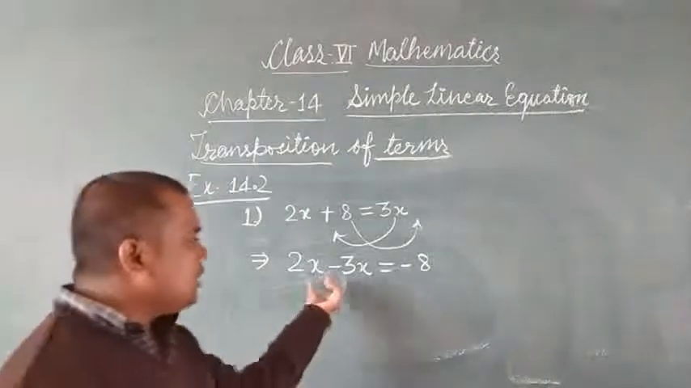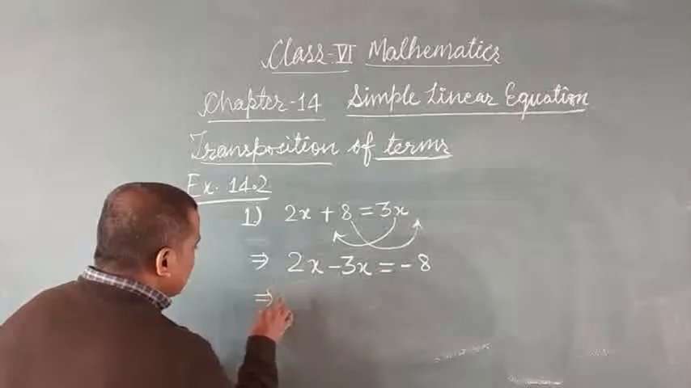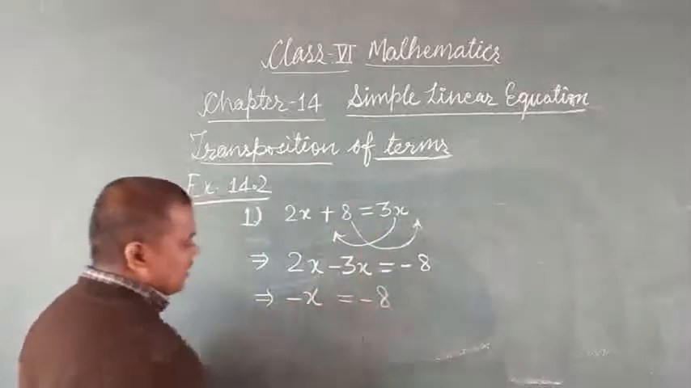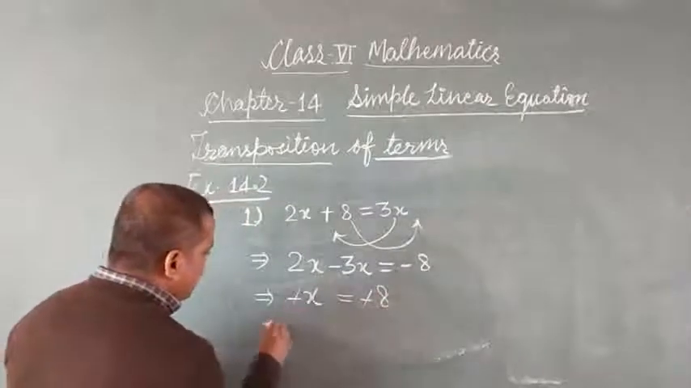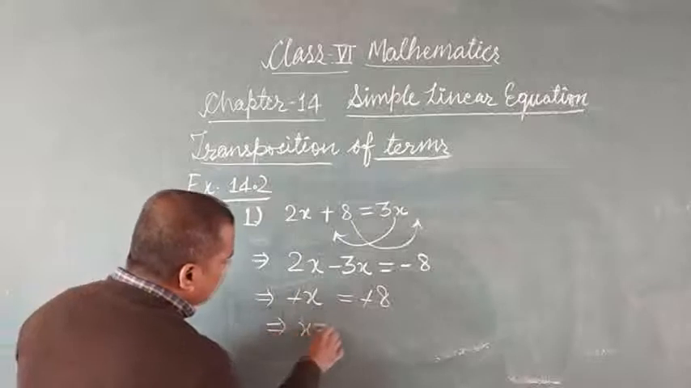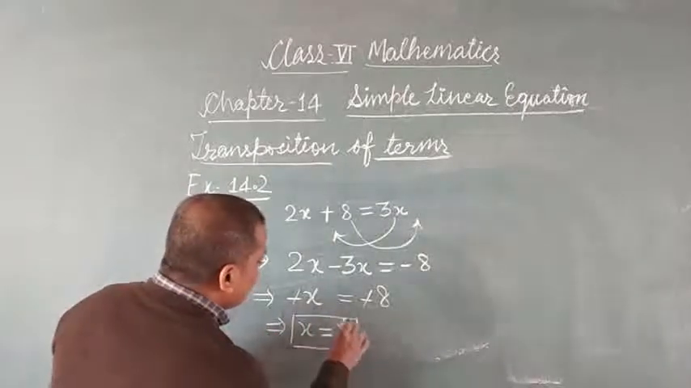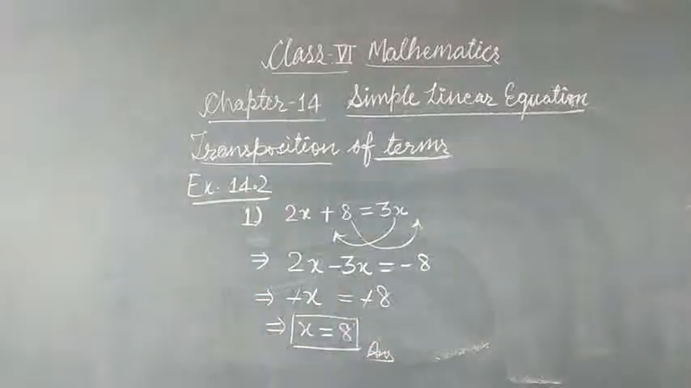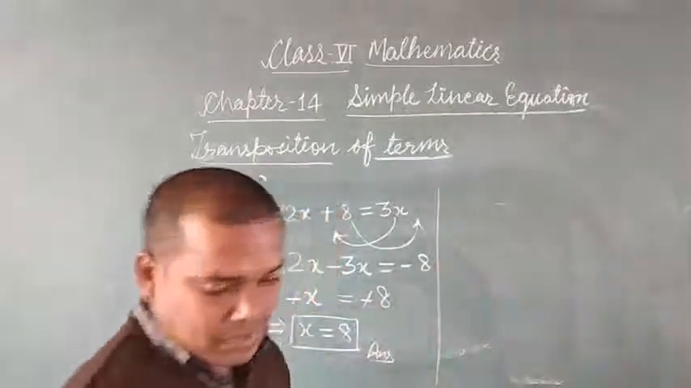Now according to integers we will solve it. 2x minus 3x, so simply it will become minus x, and here it will be minus 8. Minus sign left side, minus sign right side, minus cancels out, and it will become x is equal to 8, which is the required solution of the equation, and it is our answer. I hope you understood. One more question I am solving here.